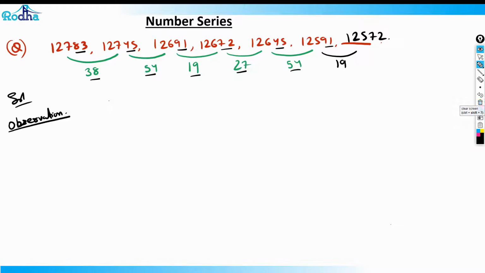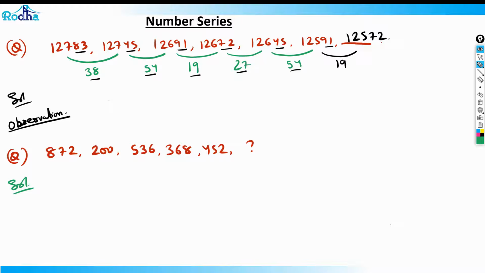Okay, now next question, guys. 872, 200, 536, 368, 452, and then what? Right. Again, need to complete the series here. So 872 to 200, 536. Then we have this 368 and 452. So what's the number here?